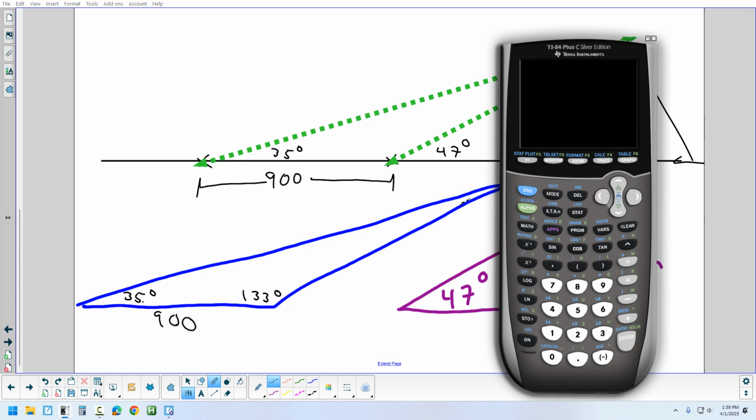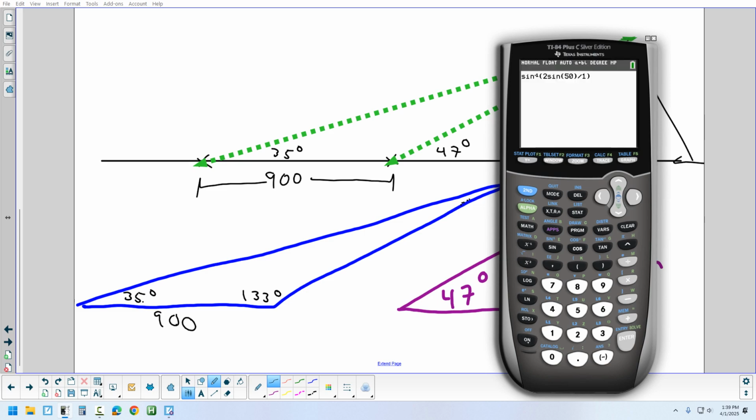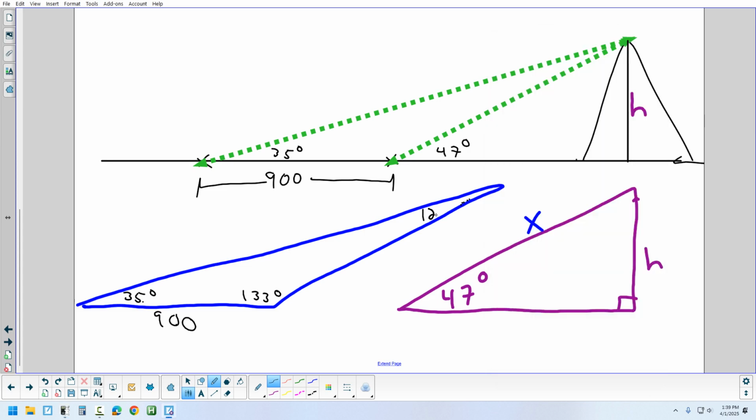Is it 12? I don't know if it's 12. 133 and 35 gives us, what is that, 168? And that means the third angle would be 12. Yay! Okay, now we have an angle and we have the side across from it. We can use the law of sines.